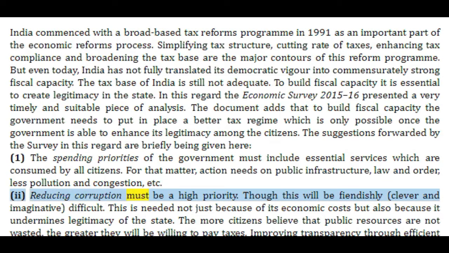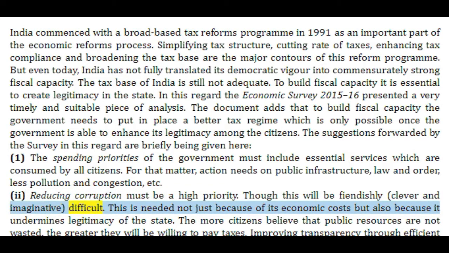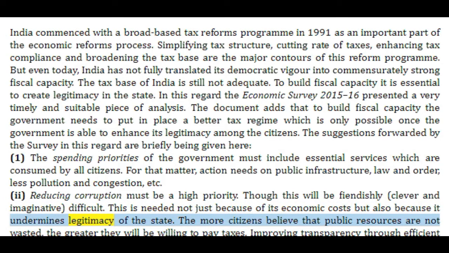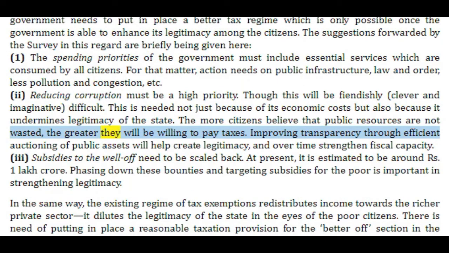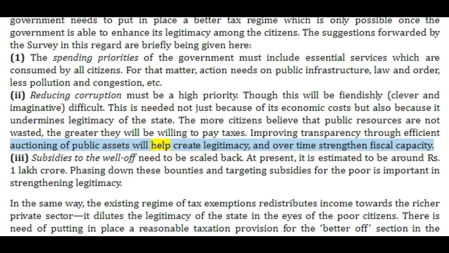2. Reducing corruption must be a high priority. Though this will be fiendishly clever, imaginative, and difficult. This is needed not just because of its economic costs, but also because it undermines legitimacy of the state. The more citizens believe that public resources are not wasted, the greater they will be willing to pay taxes. Improving transparency through efficient auctioning of public assets will help create legitimacy and over time strengthen fiscal capacity.